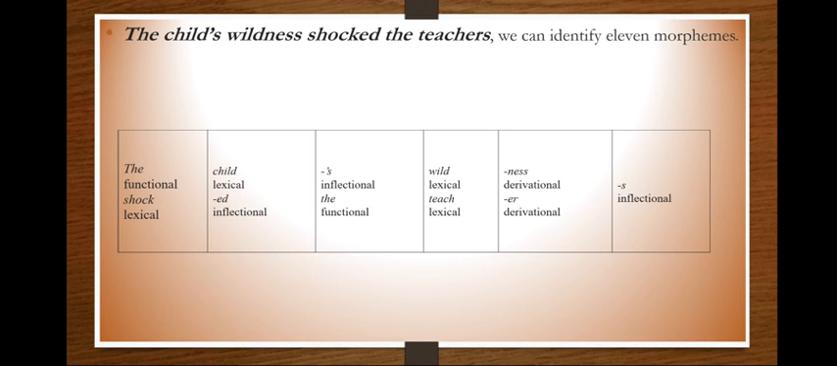Then we have teachers. Here we have three morphemes: one is teach, one is er, one is s. The first one, teach, is a free lexical morpheme, a verb, and then adding er it becomes a noun, so er is a derivational morpheme, or we can call it a derivational bound morpheme. And then finally we have s to make it plural, and this is a bound inflectional morpheme. So here overall we have 11 morphemes.